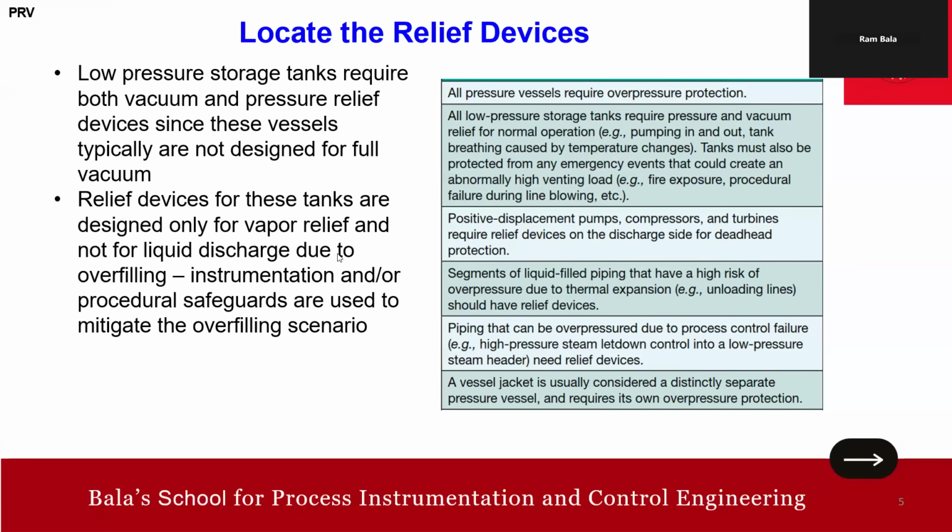discharge. Because for the liquid discharge from overfilling, we should have tank overfilling protection, or maybe procedural safeguards to mitigate the overfilling scenario. Same case, for an overfilling scenario we will have an LT. Based on that level, it will trigger an alarm and closure of valves. All these kinds of safeguards we can do. So the point is, relief devices for these tanks are designed only for vapor relief, not for the liquid discharge.